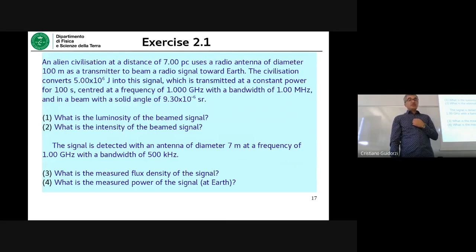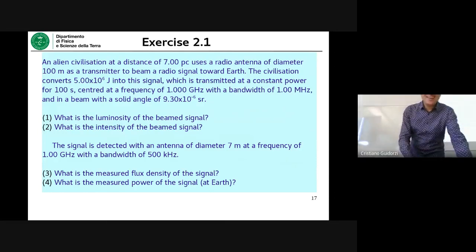And then it adds, the signal is detected with an antenna of diameter 7 meters at a frequency of 1 gigahertz with a bandwidth of 500 kilohertz. What is the measured flux density of the signal, and what is the measured power of the signal at Earth? Have fun. At some point, I will share the results. I'm not quizzing you. It's just for you. It's useful to make sure you're getting familiar with these quantities.